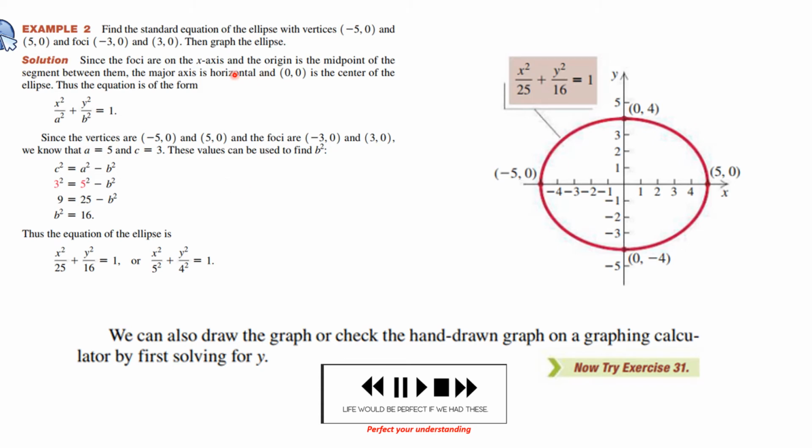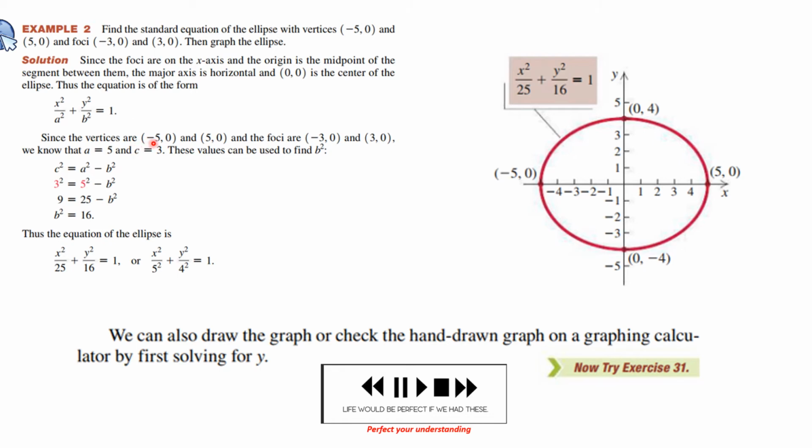Let's do an example. We want to find the standard equation of the ellipse that has these vertices and these foci, and graph the ellipse. Now, the foci are always on the major axis. So the plus or minus 3's tell us that the major axis is parallel to the x-axis. The vertices are the endpoints of the major axis, so we can plot those two points. Now we know it is centered at (0, 0) also, because that's the midpoint of the foci. And so we know it is of this form.